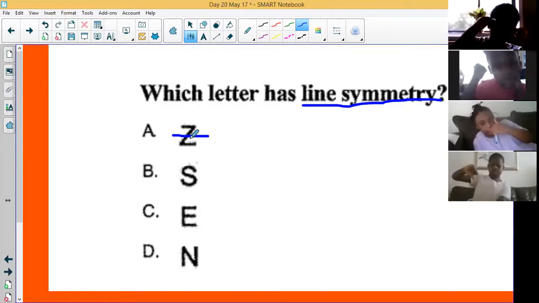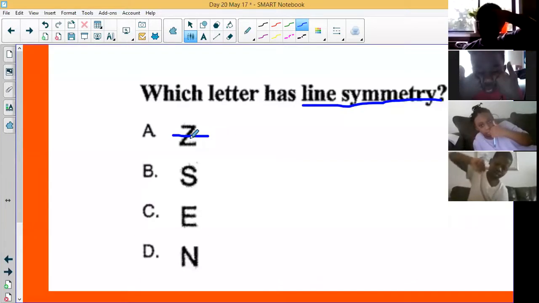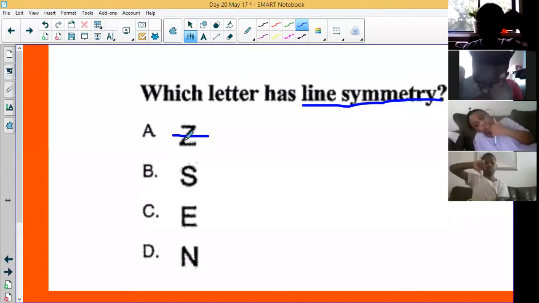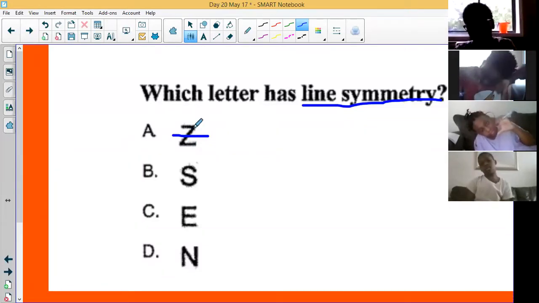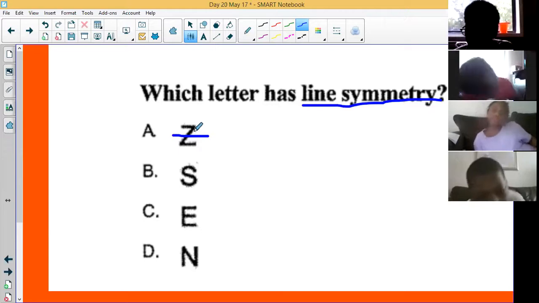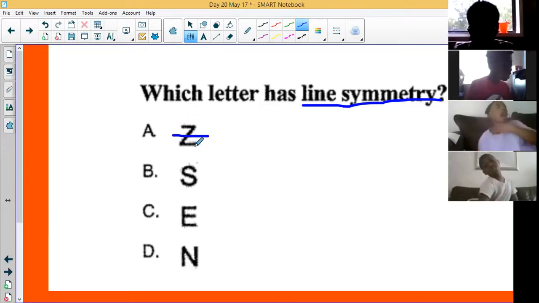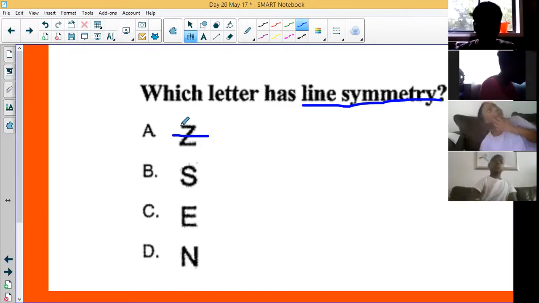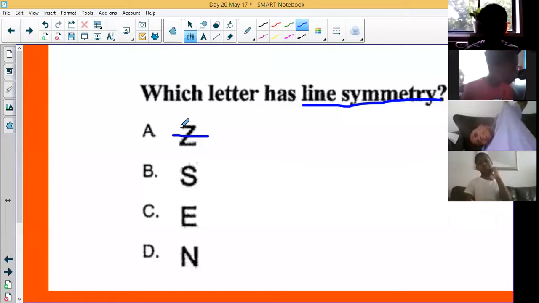Thank you, Makai. Braylon responding very quickly. All right, so does this side look like this side? Your thumb should be down. This is not a line of symmetry, because when I fold this, this is going to lay on top of that part right there, and it's closed. This line here is open and this is closed. So it's not going to lay on there flat. So that's not a line of symmetry.